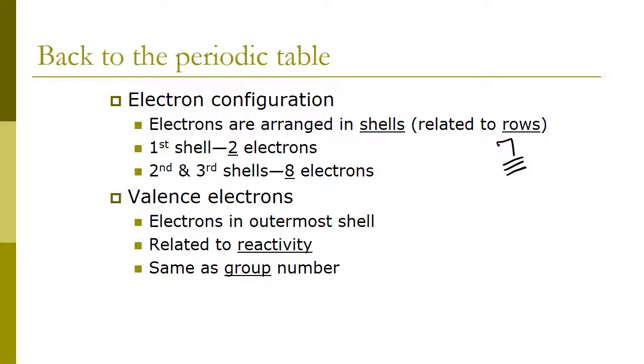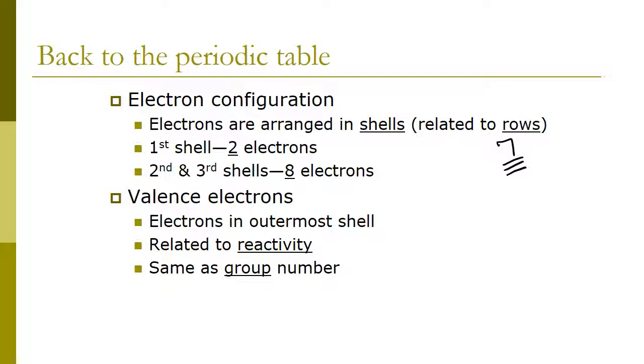So the first row has hydrogen and helium. The second row, or the second period, starts with lithium and it goes all the way to neon. So 7 rows that we can look at, 7 periods. Each of those periods or rows is considered to be one shell. So we have 7 shells of electrons that we could deal with.